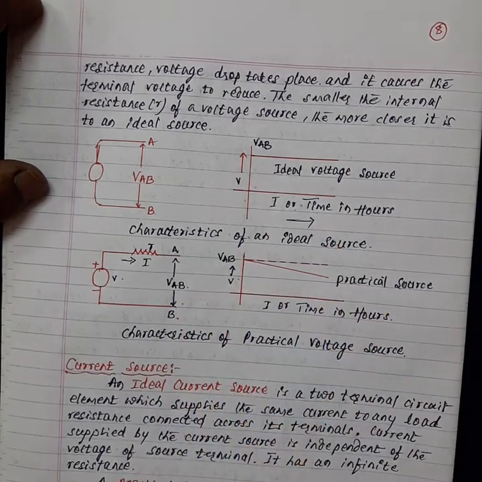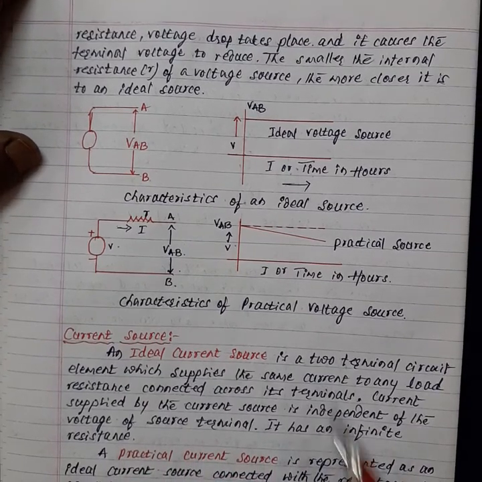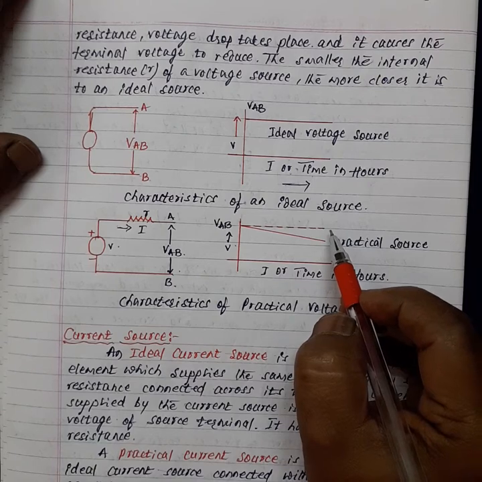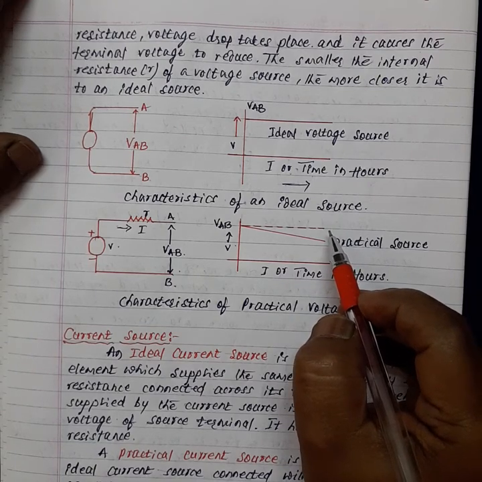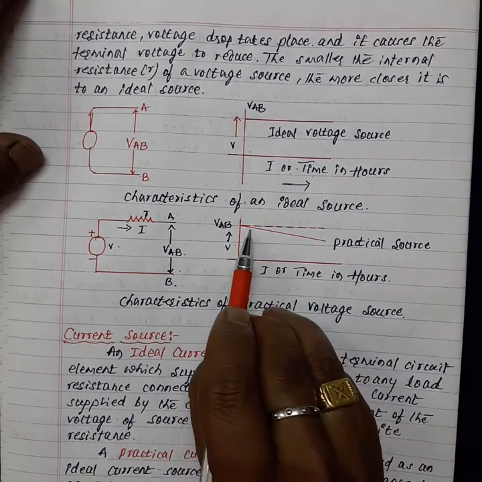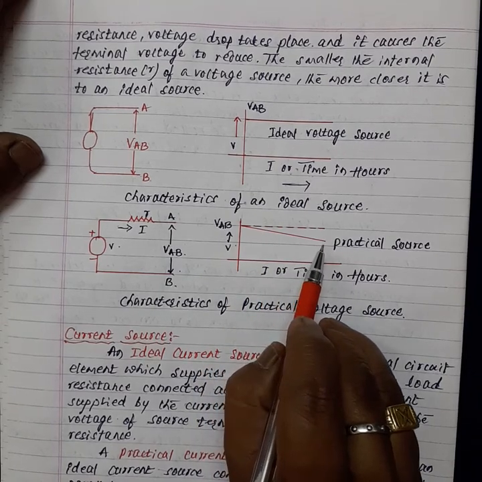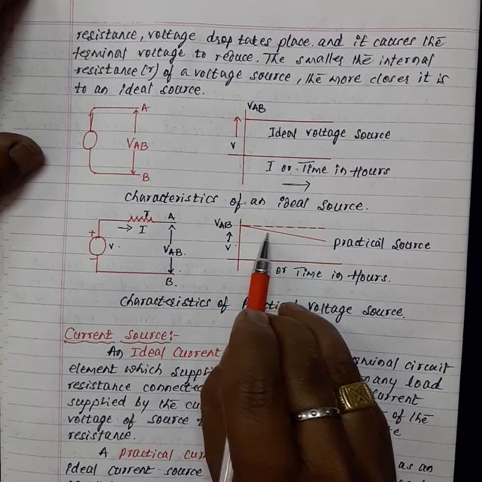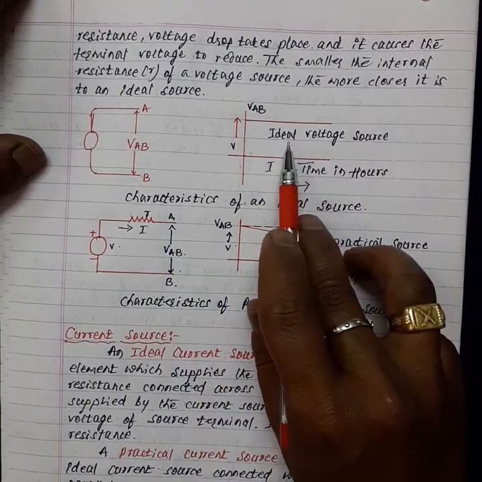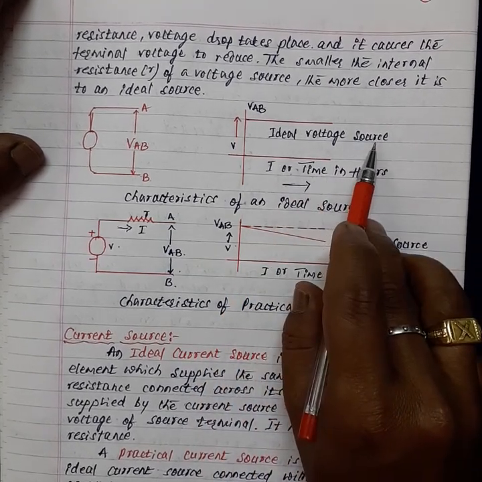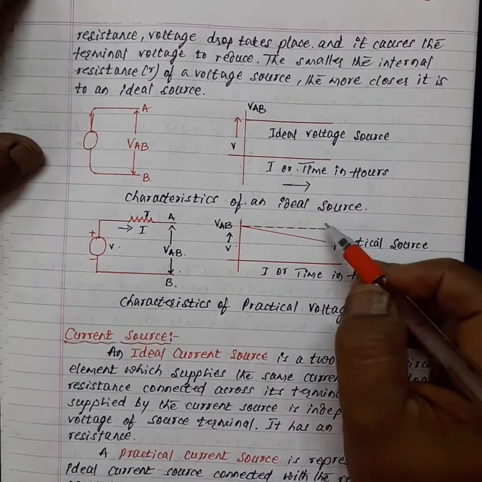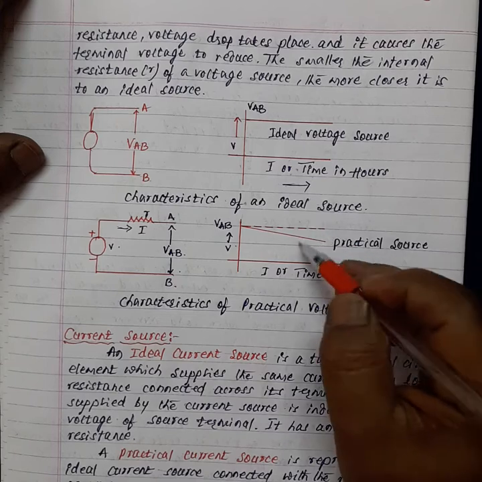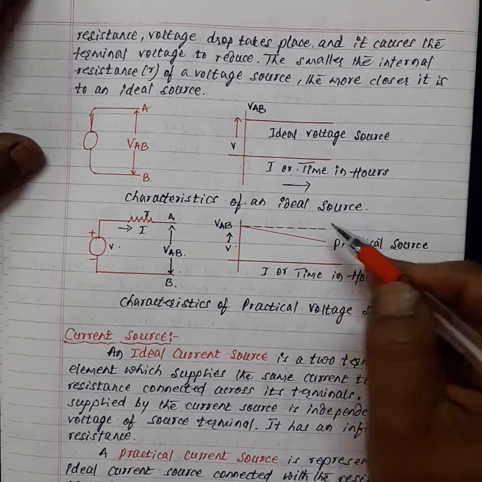For a practical voltage source, what happens here is, as it consists of a small amount of internal resistance, here you can see a small change in the practical source output. There is a smaller variation compared to the ideal voltage source. That is because of the internal resistance that we have connected to the source.